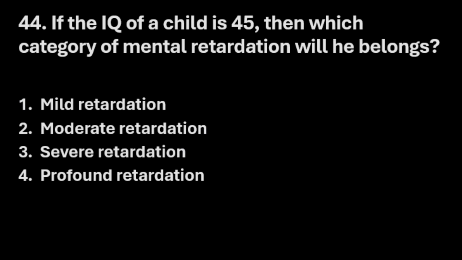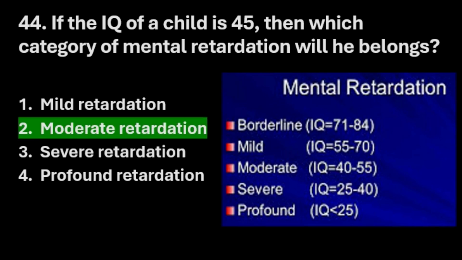Next question. If the IQ of a child is 45, then which category of mental retardation will he belong to? Option 1, mild retardation; option 2, moderate retardation; option 3, severe retardation; and option 4, profound retardation. The right answer here is option 2, moderate retardation. You can see the IQ scoring and the categories. Borderline is 71 to 84, mild 55 to 70, moderate 40 to 55, severe 25 to 40, and profound is below 25. So here it is 40 to 55, that is 45, that is moderate.